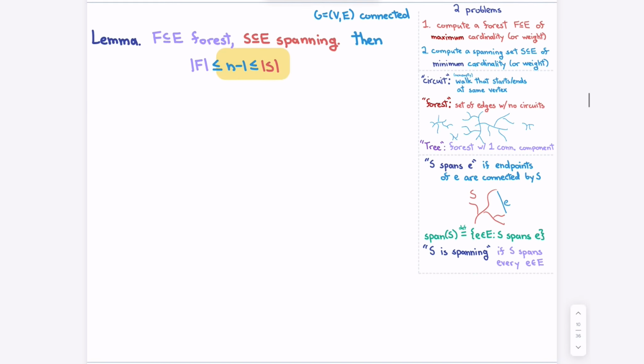Okay, how about this one? This one's maybe a little more awkward. So suppose I have a set of edges in a connected graph that spans every vertex in the graph. Okay? And how can I try to argue there's at least n minus 1?